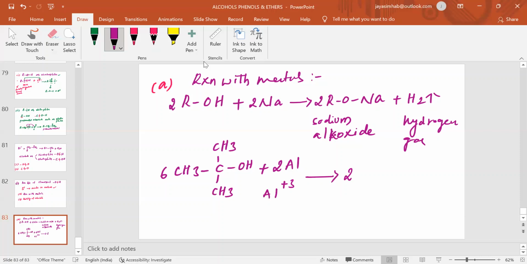Aluminum tertiary butoxide, 2 molecules of it, with CH3, CO, CH3, CH3. So it all will come here, aluminum plus H2 gas, 3 molecules of H2 gas.